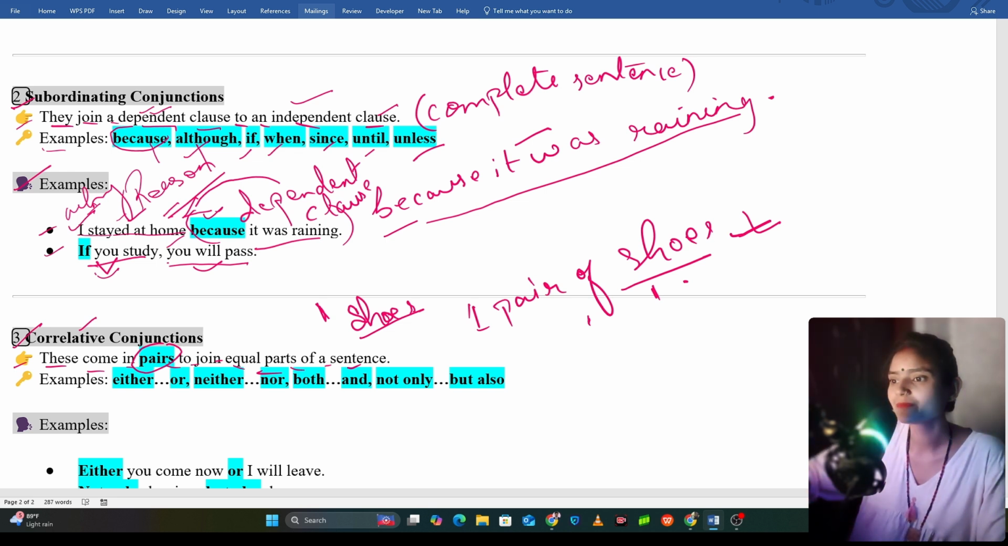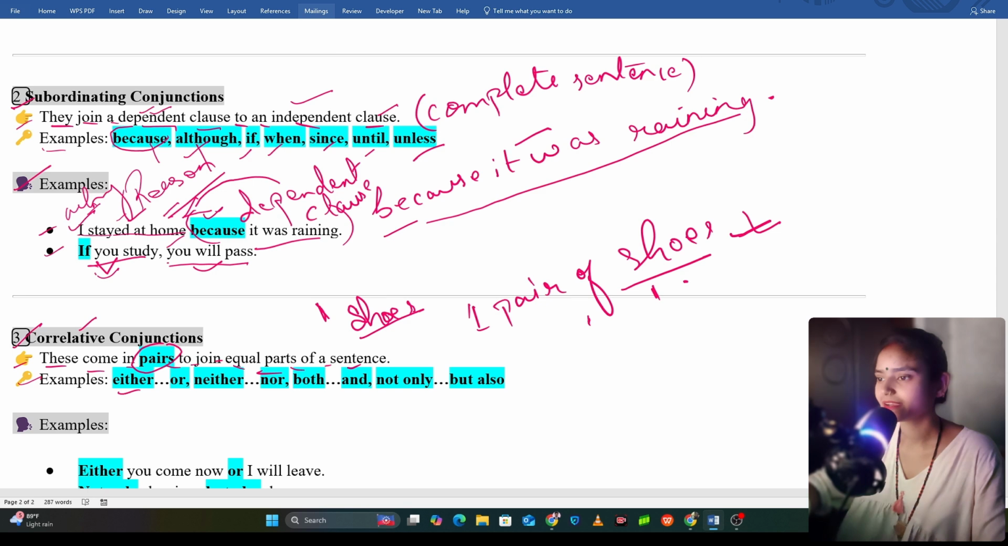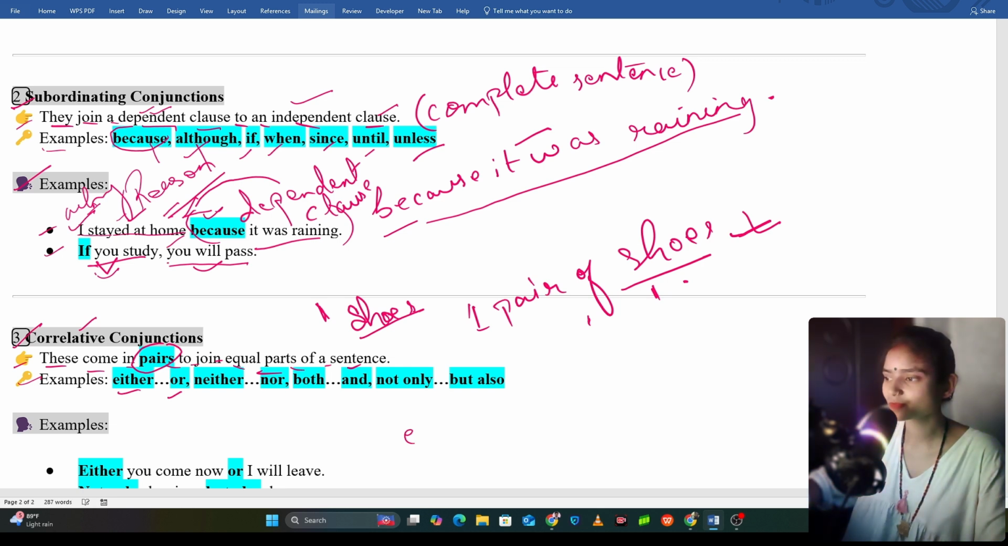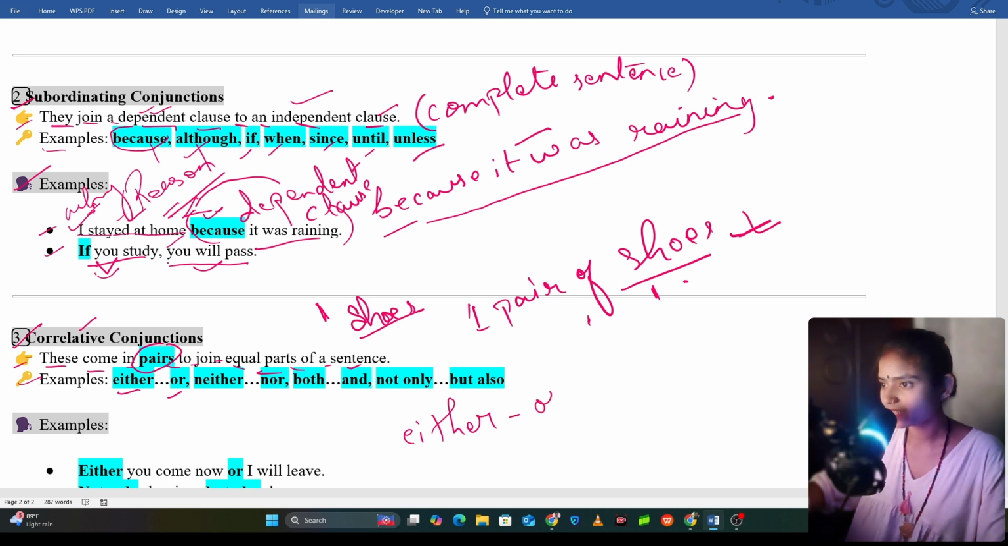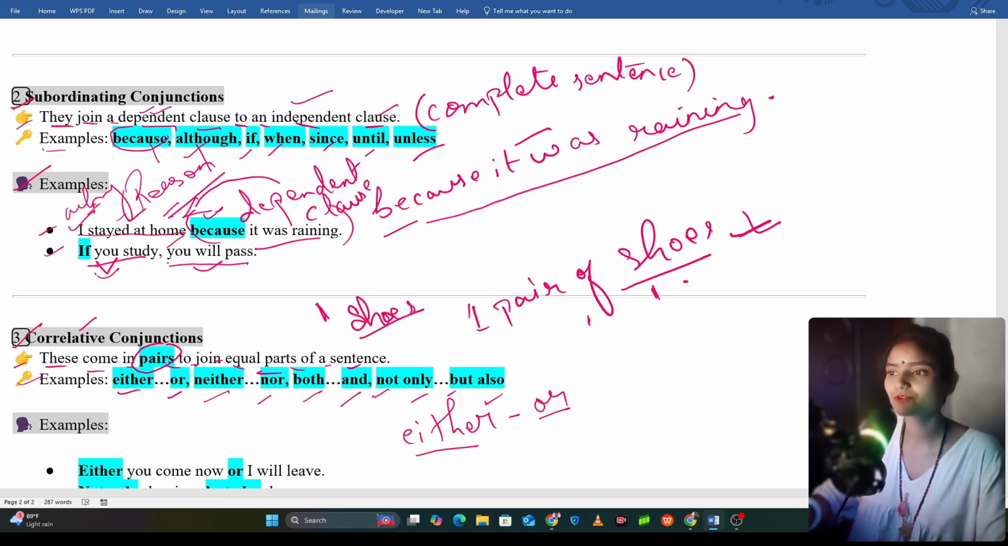See here, how it is going to work in pairs? Here, either, or. These are two pairs in a sentence. If there is either in a sentence, you will find or also. If there is either, you have to write or. If there is neither, then you have to write nor. If there is both, then you write and. If there is not, then you write only, but, and also. These are examples of correlative conjunctions.